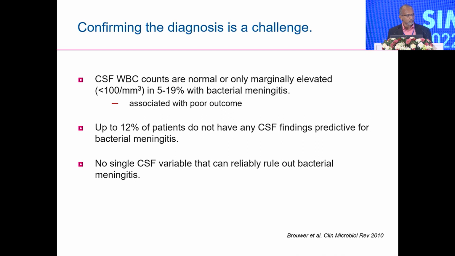How good are they? What we have also learned is that CSF cell counts, which we usually go by to start treatment, can be normal or just slightly elevated in almost up to about 20% of people with bacterial meningitis. Does that matter? Yes, because some of them are the people with the worst possible outcomes. And up to about 10% of patients do not have any CSF findings suggestive of bacterial meningitis. And there's no single CSF variable that can rule out bacterial infection in the CSF unless you do a culture.